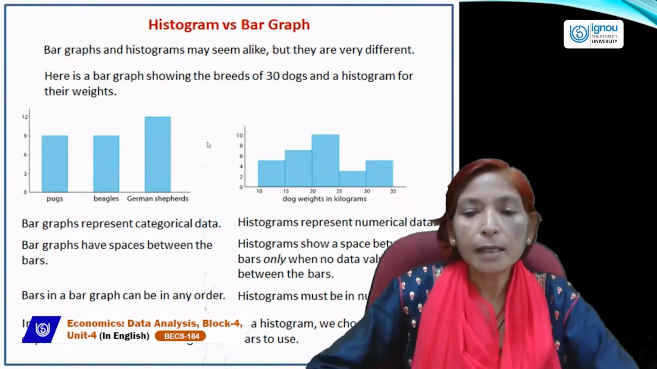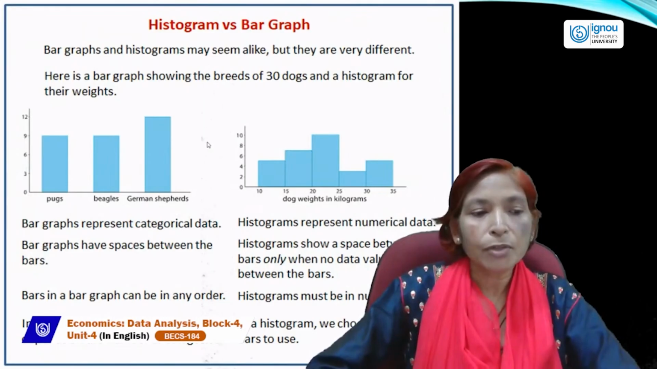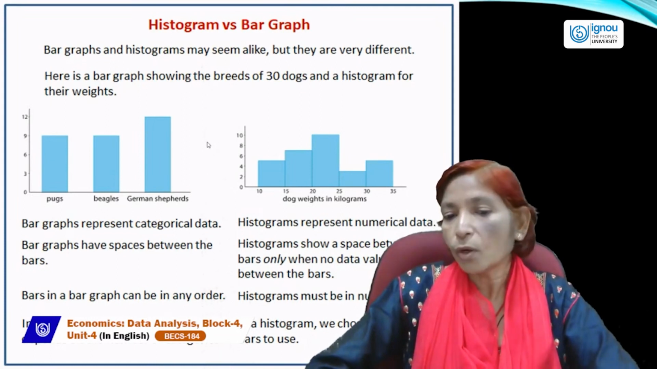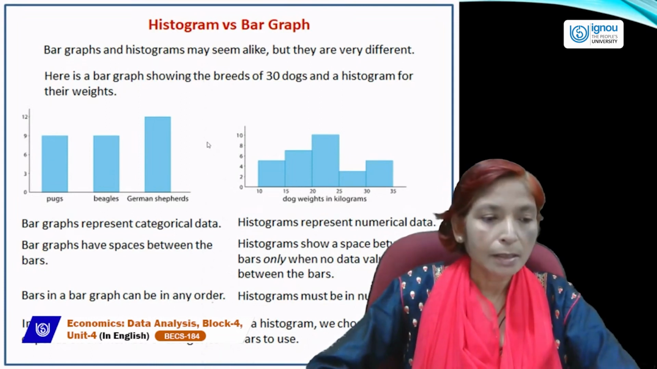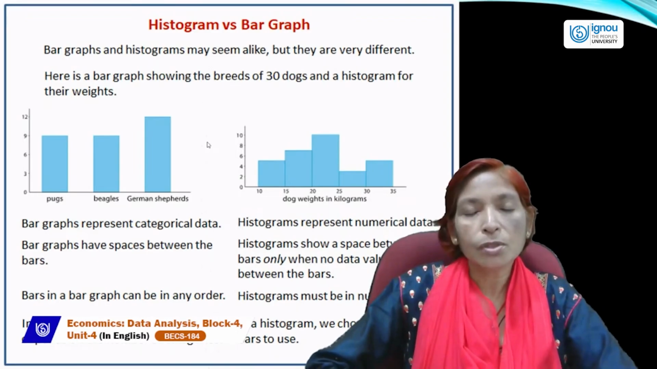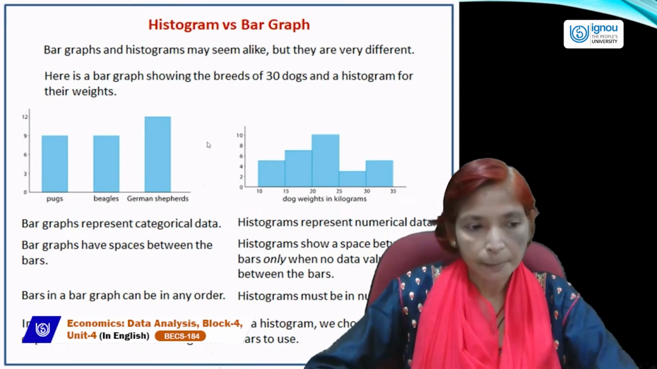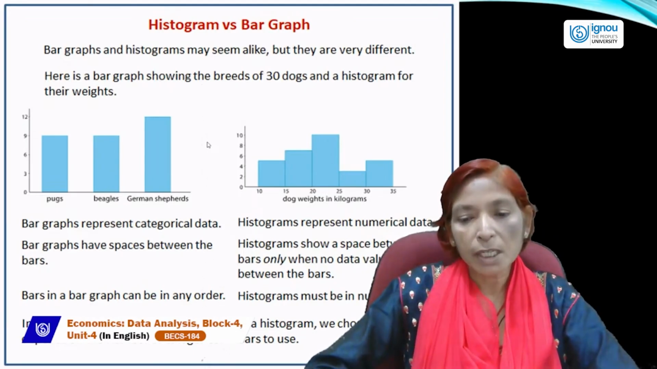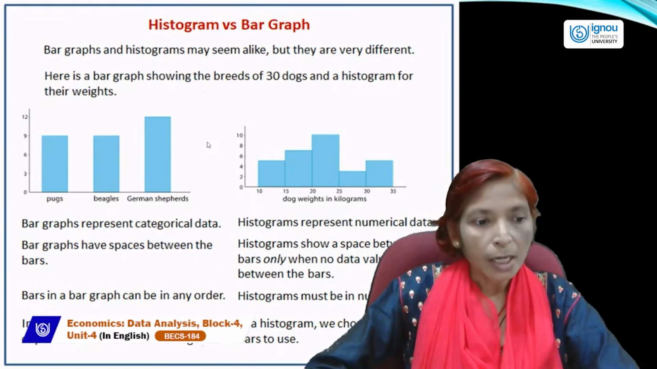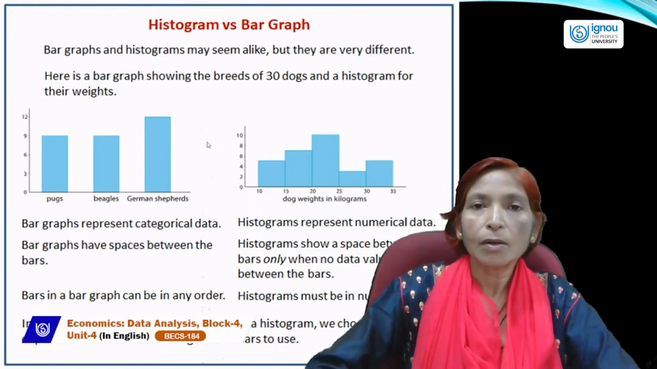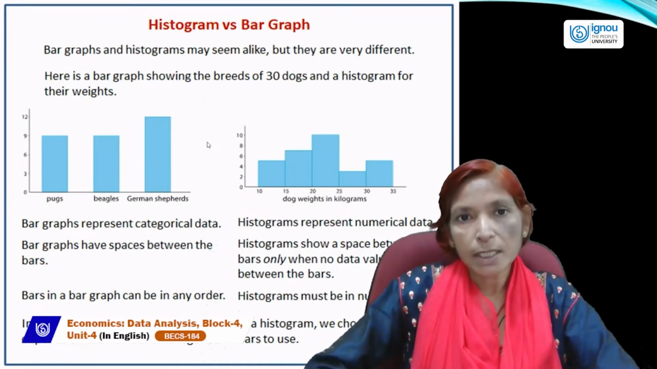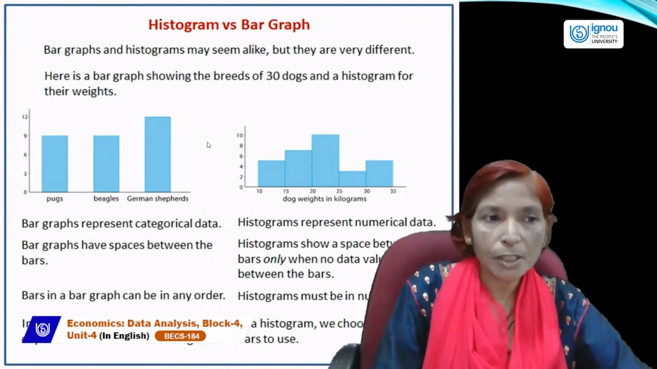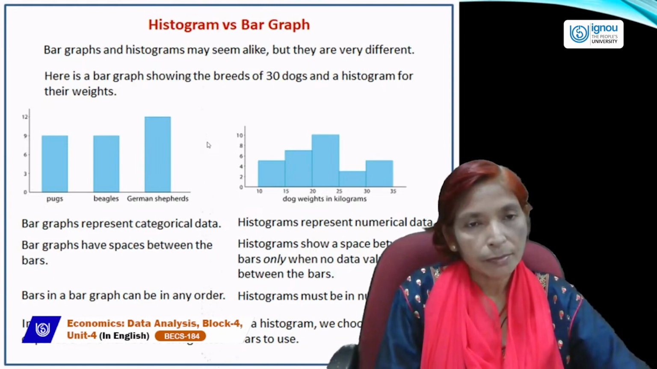A histogram represents numerical data. A bar graph has spaces between the bars, but a histogram shows a space between bars only when no data values fall between the bars. Otherwise, a histogram shows no space between bars. Bars in a bar graph can be in any order, but a histogram must be in numerical order. In a bar graph, the number of bars depends on the number of categories, but in a histogram, we choose how many bars to use. So this is the difference between a histogram and a bar graph.